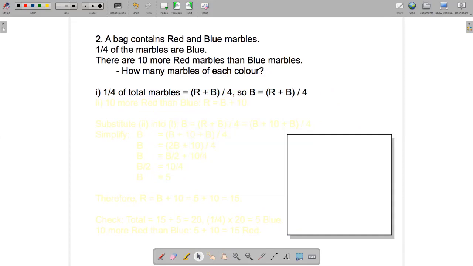Now let's look at the other statement. There are 10 more red marbles than blue marbles. So if we write the number of blue marbles with B, then B plus 10 must be equal to the number of red marbles, R. So R must equal B plus 10.